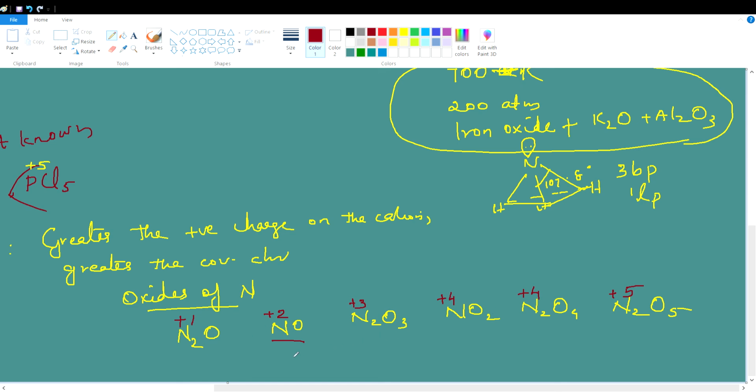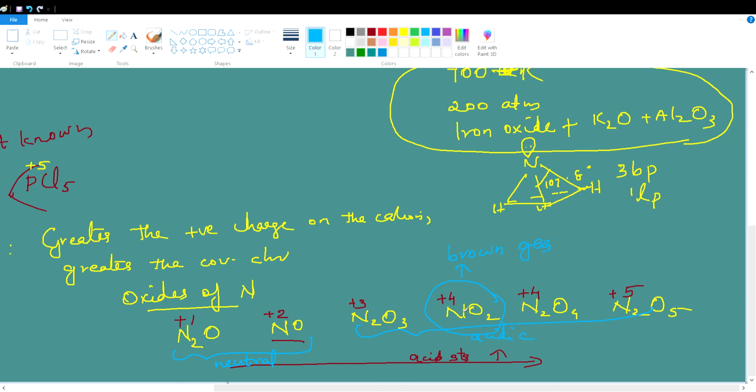If you compare the acid strength of these oxides, as the oxidation state increases, acid strength also increases. Here we know N2O and NO are neutral oxides and all the other oxides are acidic. That is, acidic strength increases with the oxidation state of the nitrogen atom. Here we also need to note that NO2, nitrogen dioxide, is a brown colored gas.